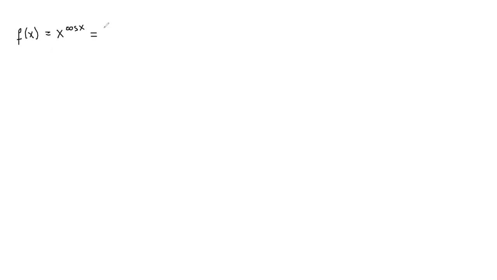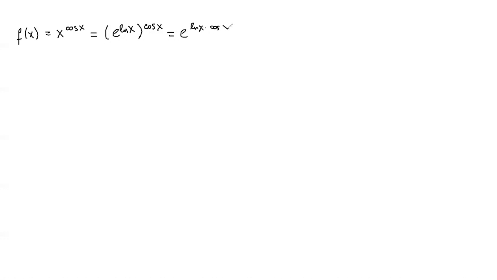use the fact that x can be represented as e to the power of log x. And then all of it is to the power of cosine x. This is exactly the same function as before. But now, using the properties of the power, we can say that this is equal to e to the power of log x times cosine x.